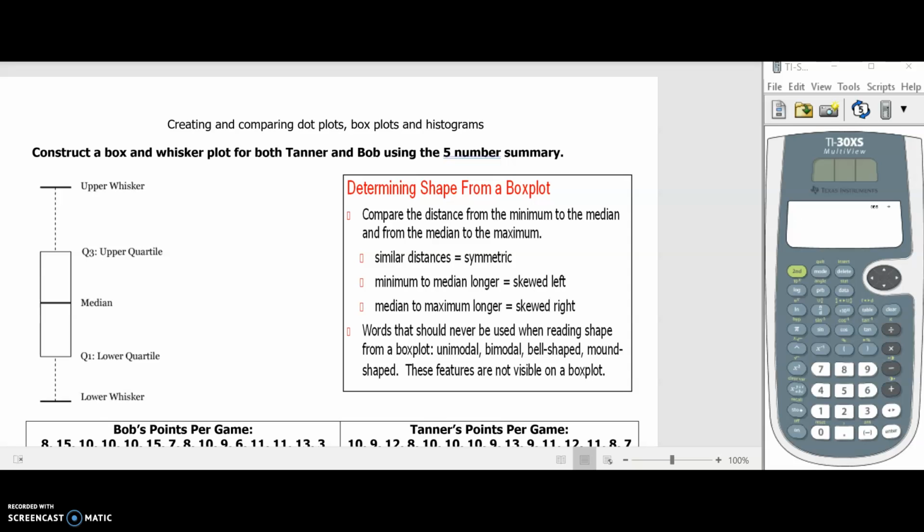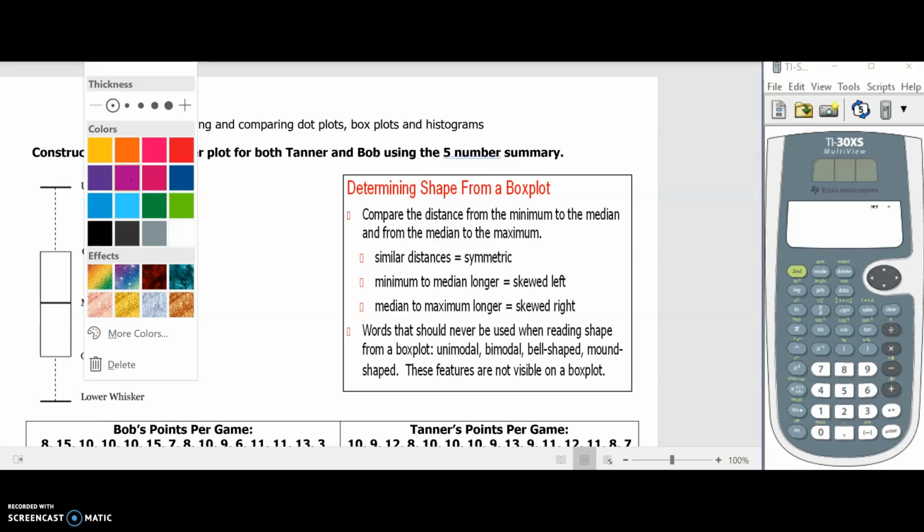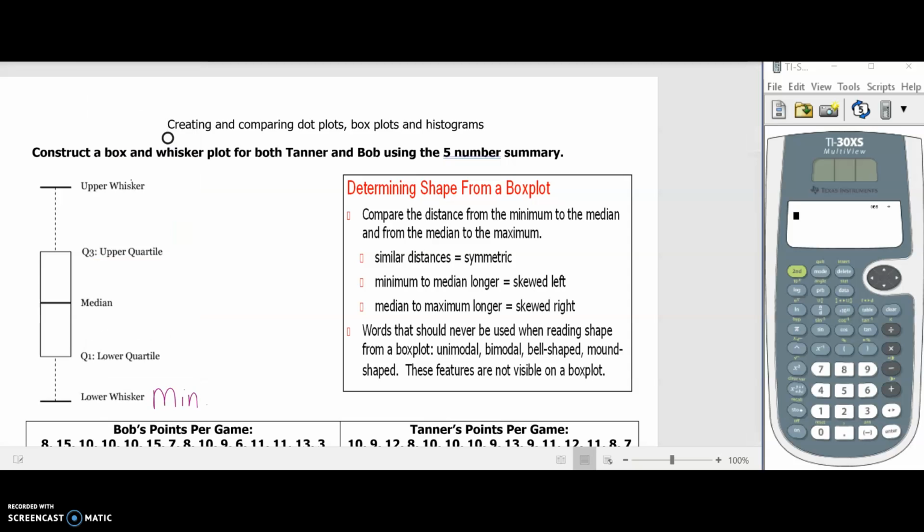We have the lower whisker, which is also known as the minimum. We have the upper whisker, which is also known as the maximum. Then we have quartile 1, which is the lower quartile, and quartile 3, which is the upper quartile, and then the median, which is sometimes referred to as quartile 2. Each quartile makes up 25% of the data. So this is 25%, this is 25%, this is 25%, this is 25%. So there we have 100% of the data.